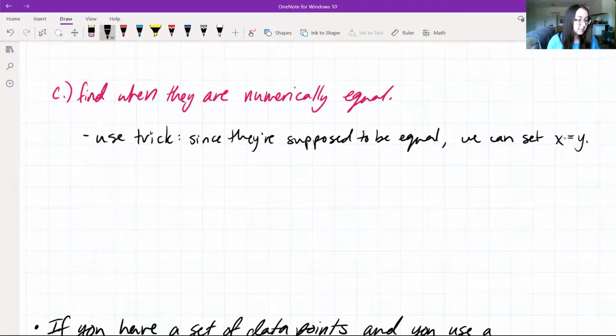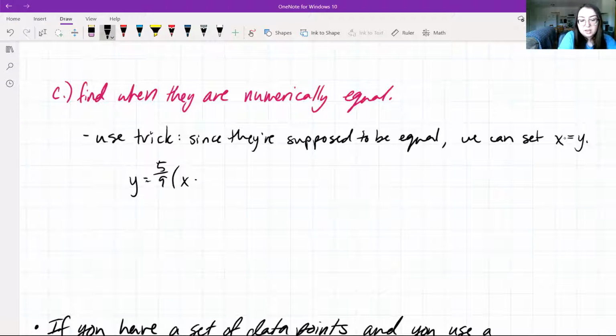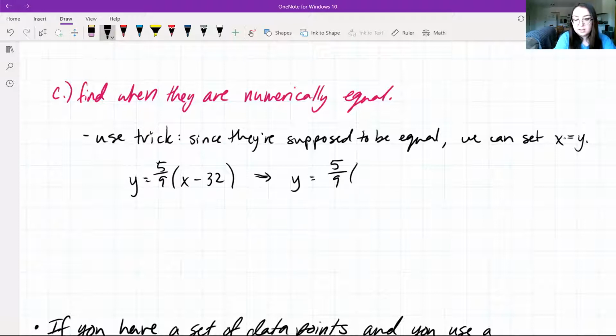So if we just set x equal to y, then we can rewrite our equation, which was y is equal to 5 over 9 times x minus 32. And this is just going to turn into y is equal to 5/9 times y minus 32. And now I want to simplify down to our initial y and then solve.